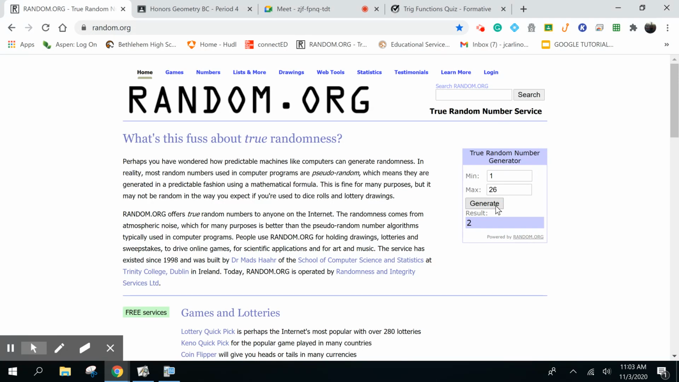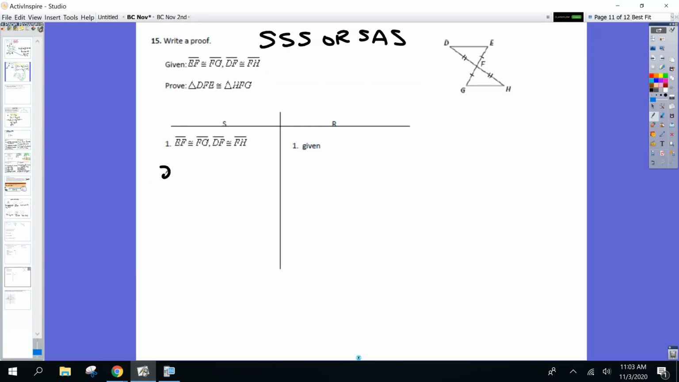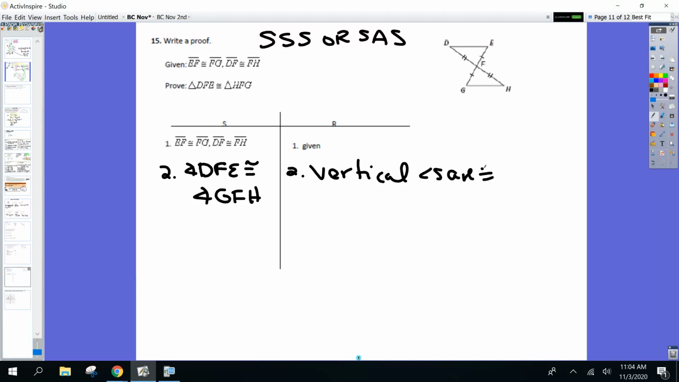Here we go. Quincy, back to you. What else is congruent in the proof? The vertical angles. Angle DFE is congruent to angle GFH. Vertical angles are congruent. There you go.